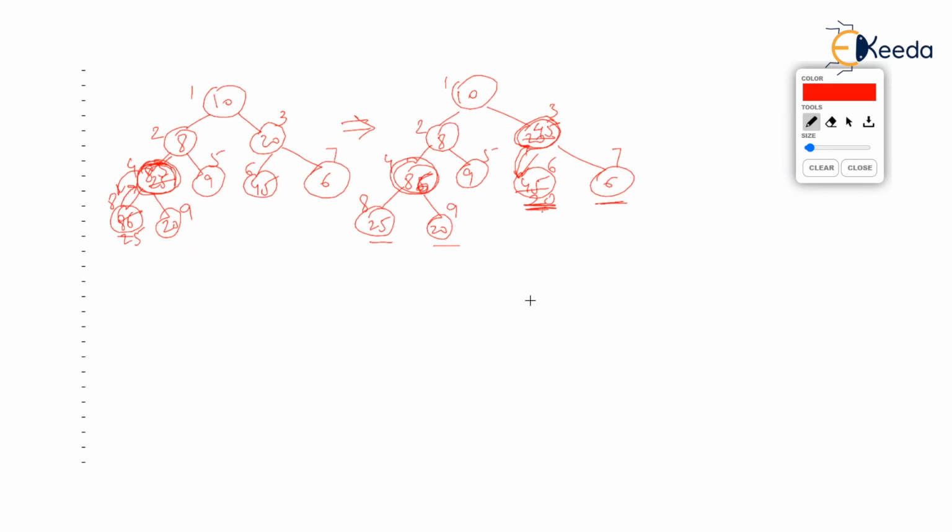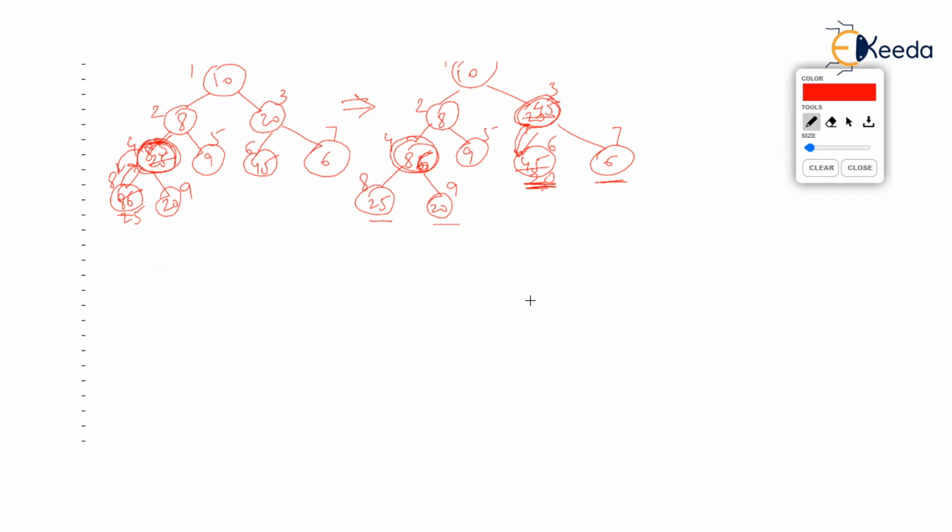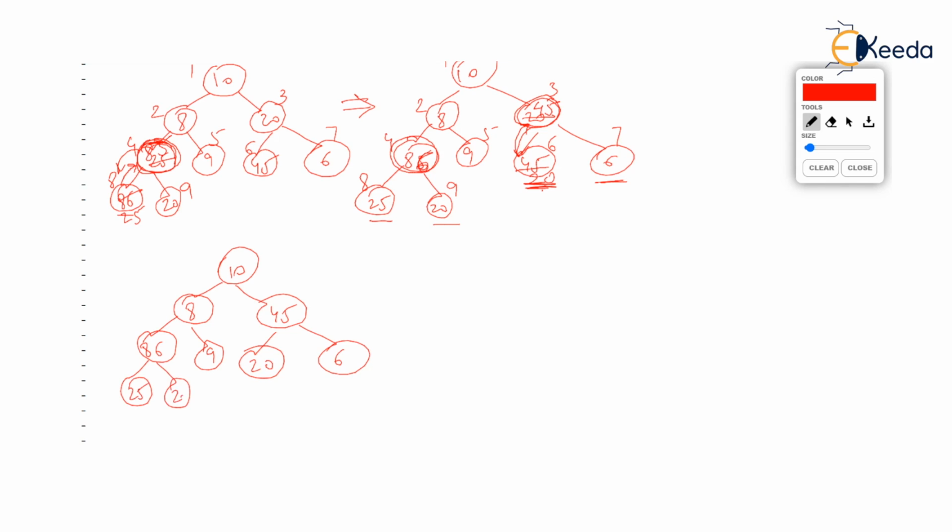So what is the latest heap now? The latest heap now is 10, left is 8, then 45, then we have 86, 9, 45 is left now is 20. You observe the above picture, and we have 25 and 20 as left and right of 86. These are the node numbers.